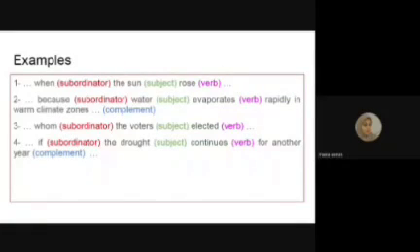So let's review the examples. First, when the sun rose.